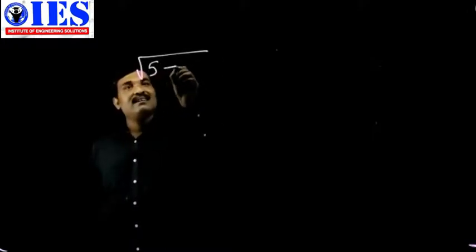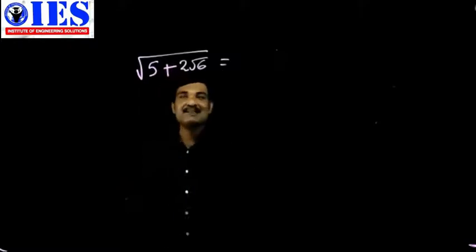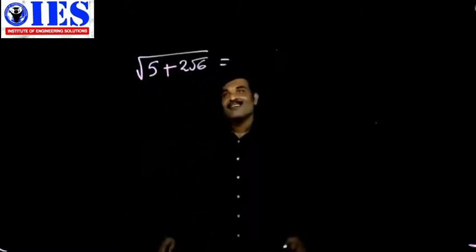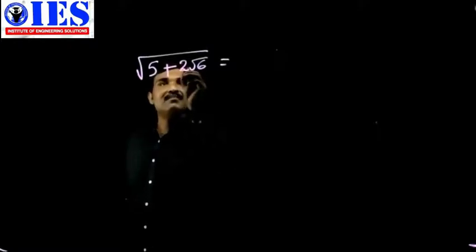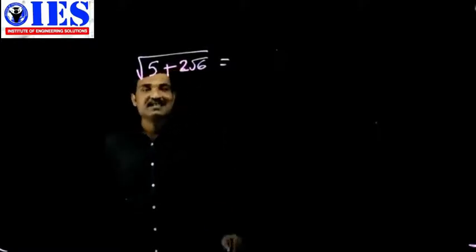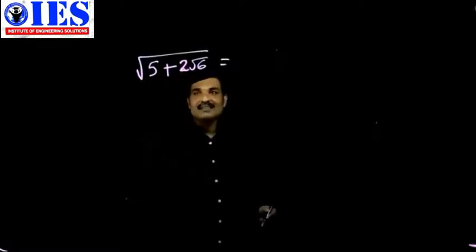Now we can discuss another problem, another set we want to simplify. Suppose square root of 5 plus 2 times square root of 6. We want to simplify this question, right? Now again, we are seeing a 2 here, 2 multiplied by square root of 6. So there is a trick for solving this.